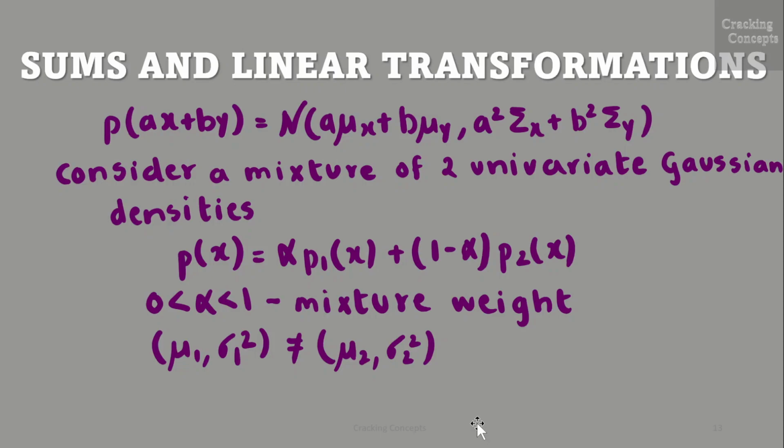Since expectations are linear operations, we can obtain the weighted sum of independent Gaussian random variables as P of ax plus by, which is a normal distribution where mean is a into mu x plus b into mu y and variance is a square sigma x plus b square sigma y.